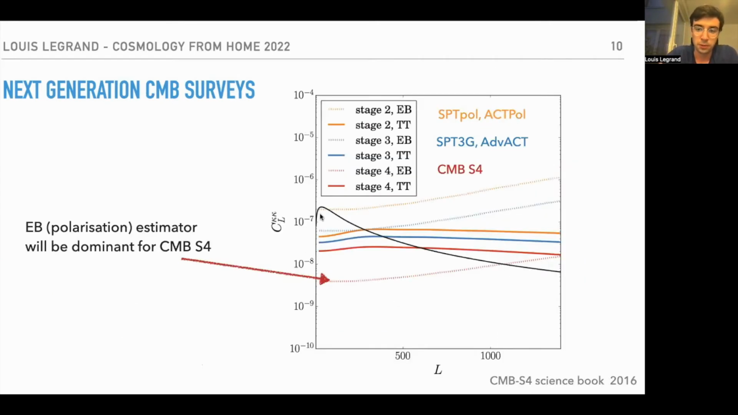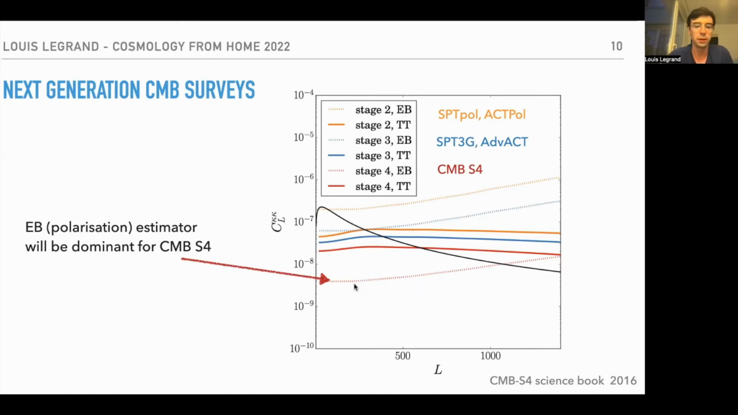For the future CMB experiments, here SPT and ACT in orange, SPT-3G and Advanced ACT in blue, and CMB Stage 4, we get these different noise terms. Dashed curves are for the polarization estimator, and plain curves are for the temperature estimator. You see that for most experiments until now, it is the temperature estimator that is dominating the signal, getting the lowest noise. But for CMB Stage 4, it will be the polarization estimator getting the most signal.